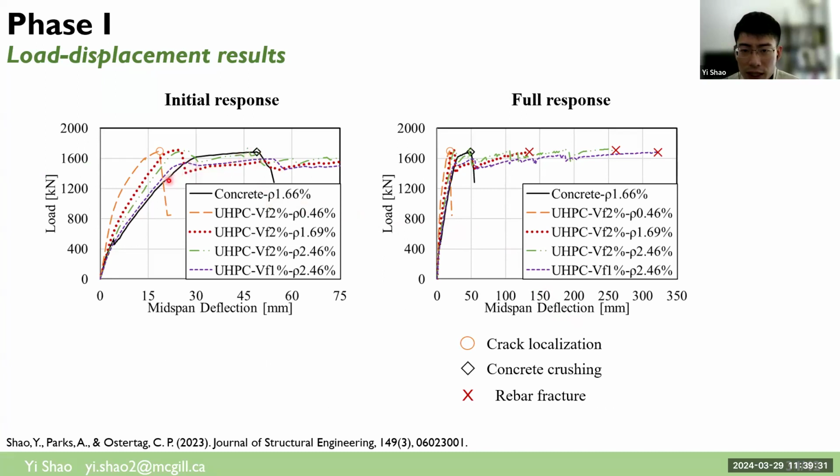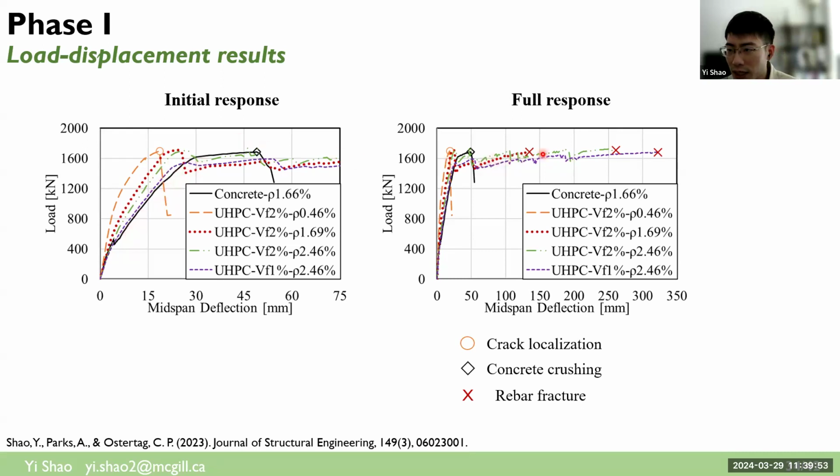So first, when we are looking at the initial designs, we want to make sure that the black line here is a concrete beam. So concrete beam is a black line. All the colorful lines are UHPC beams. So all the UHPC beams have a similar or higher stiffness at the initial stage than the concrete beam. So the stiffness control is satisfied.